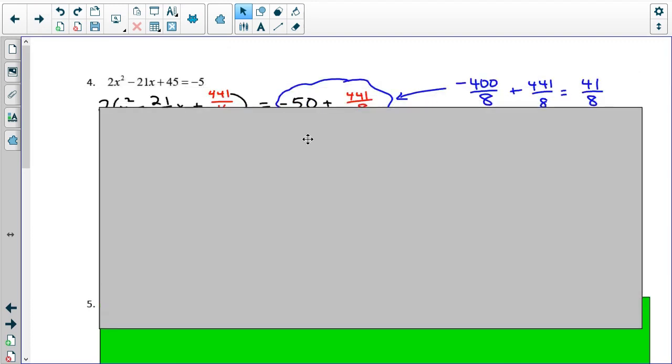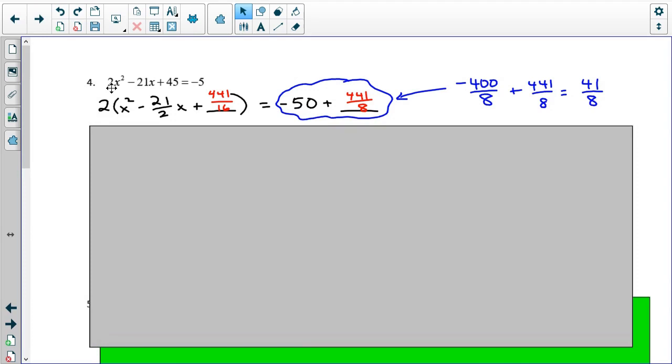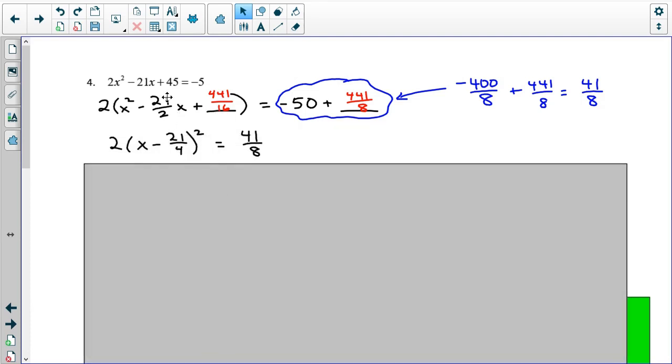Now, I did it, but notice that when I factor out a 2, it does not divide this evenly. So 21 is not easily divisible by 2. That means there are going to be fractions all over the place. So when I take -21 halves and I divide it by 2, that becomes -21 fourths. When I square 21 fourths, that becomes 441 sixteenths. Notice I put 441 eighths over here. That's because I'm actually taking this 441 sixteenths and I'm multiplying it by 2.